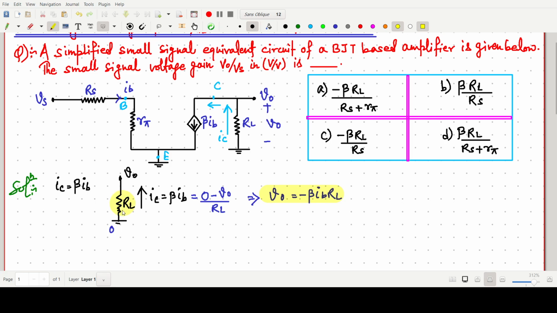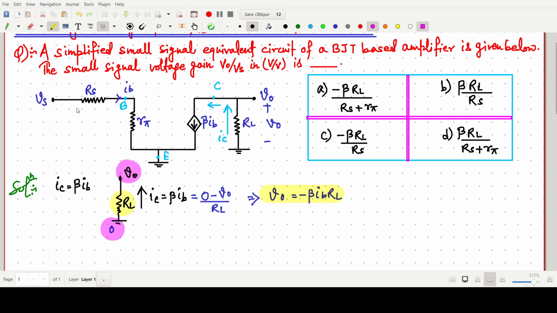This is RL, so some voltage is there. This one is considered as the higher potential, this one lower. So IC equals beta IB, and this is nothing but higher potential 0 minus lower potential, that is, minus V0, divided by RL. So V naught we can directly write as minus beta IB RL. This is the output voltage V naught.